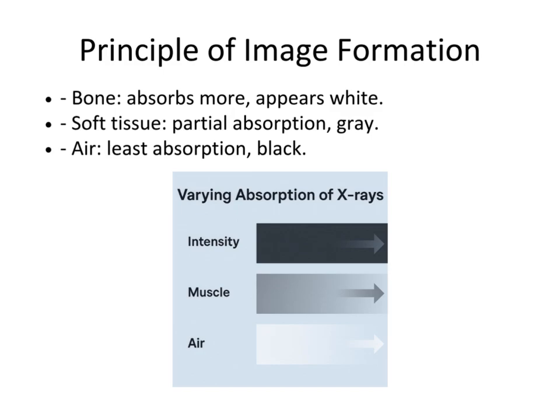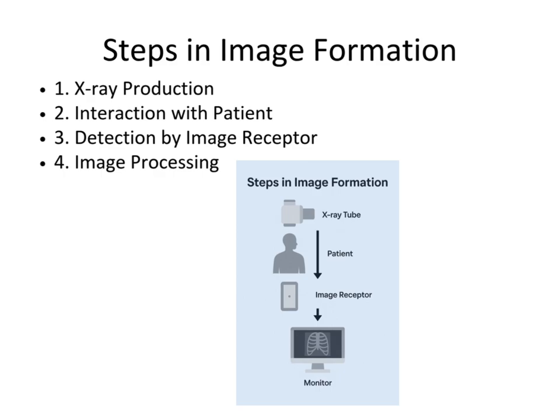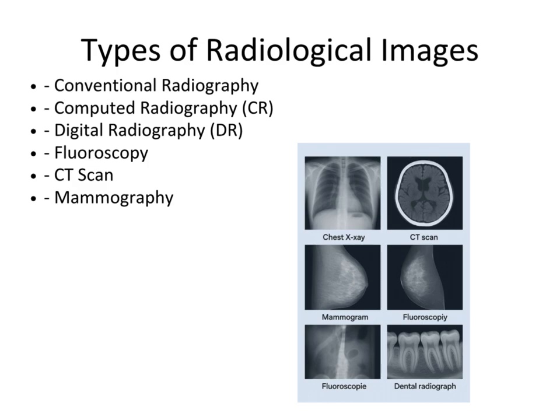Slide 4, Steps in image formation. The process begins with X-ray production in the tube. The X-rays then pass through the patient, where some are absorbed and others transmitted. The transmitted rays are captured by the image receptor. And finally, the image is processed, either digitally or on film, to create the visible radiograph.